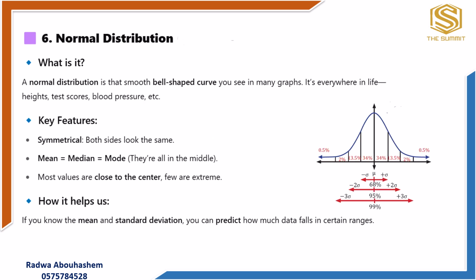Now, for the normal distribution, imagine that you are measuring the height of your classmates, and you find that most of them are around 160 centimeters. Some of them are shorter than this, and some are taller, maybe 170, 180, 190, and so on. If you draw a curve to represent this, you get something like this. We call this the normal distribution curve or the bell-shaped curve.